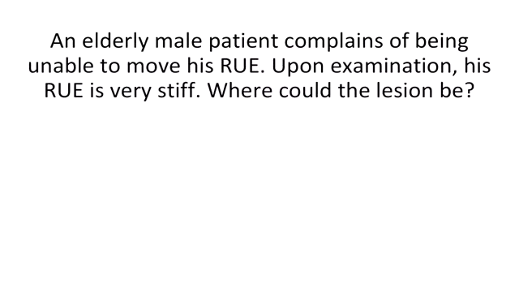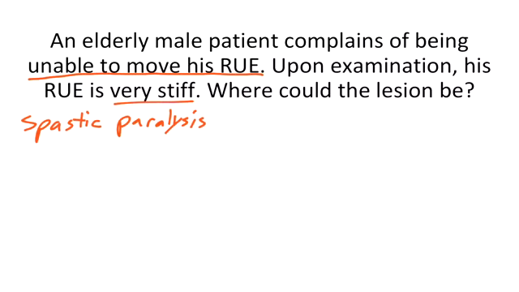Let's do another question. Let's say an elderly male patient complains of being unable to move his right upper extremity. Upon examination, his right upper extremity is very stiff. Where could this lesion be? So what's being described in this scenario is spastic paralysis. So notice that his arm is paralyzed, he's unable to move his right upper extremity, and he's demonstrating stiffness or hypertonia. So we believe that he has spastic paralysis, which is a sign of an upper motor neuron lesion. Whenever you get an upper motor neuron or lower motor neuron question, think of the corticospinal tract.